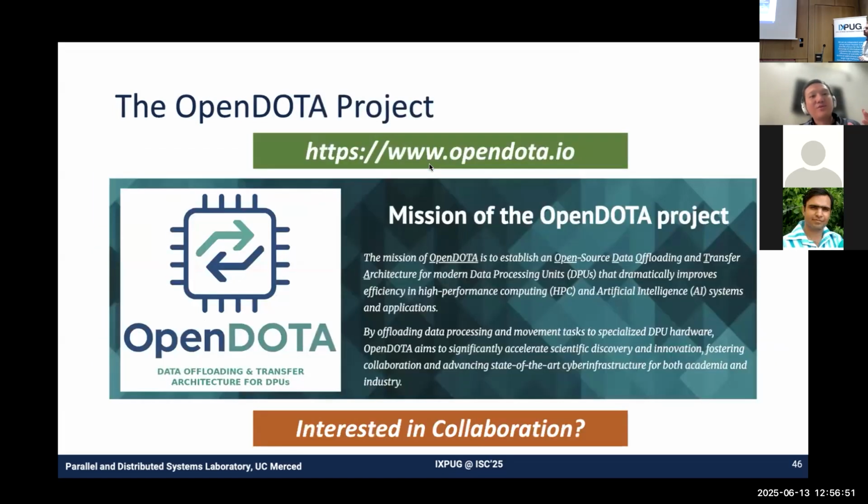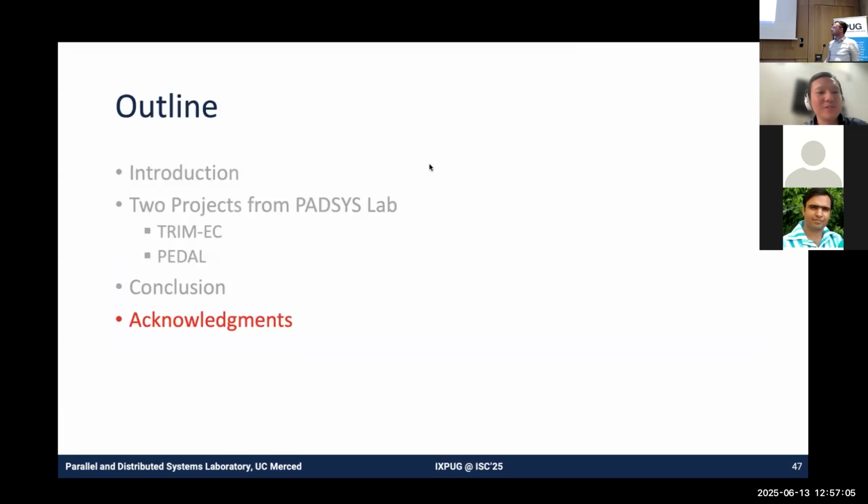So that's why I want to announce that in my team, we initiate a new project called OpenDPU. This is just funded by NSF. So we hope that we can open source everything we did in our research group and also collaborate with the community so that it can cover different DPUs.